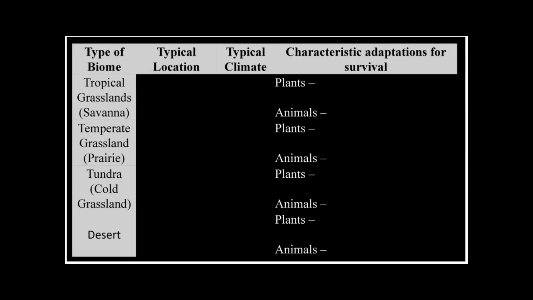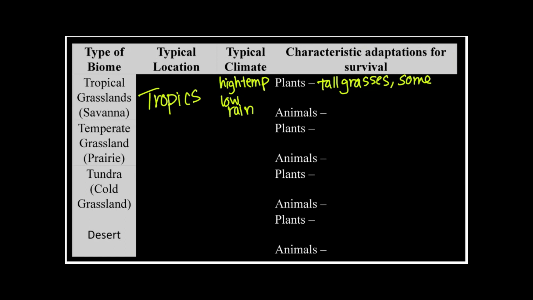Now let's go to the next set, and we're going to have a couple different types of grasslands, and then we'll talk about the desert. Okay, so the tropical grasslands, those are going to be found, obviously, in the tropics. And these are going to be hot, but they're not going to have a lot of rain. And so they can't support a lot of trees. So they're going to have tall grasses and some trees, but not many.